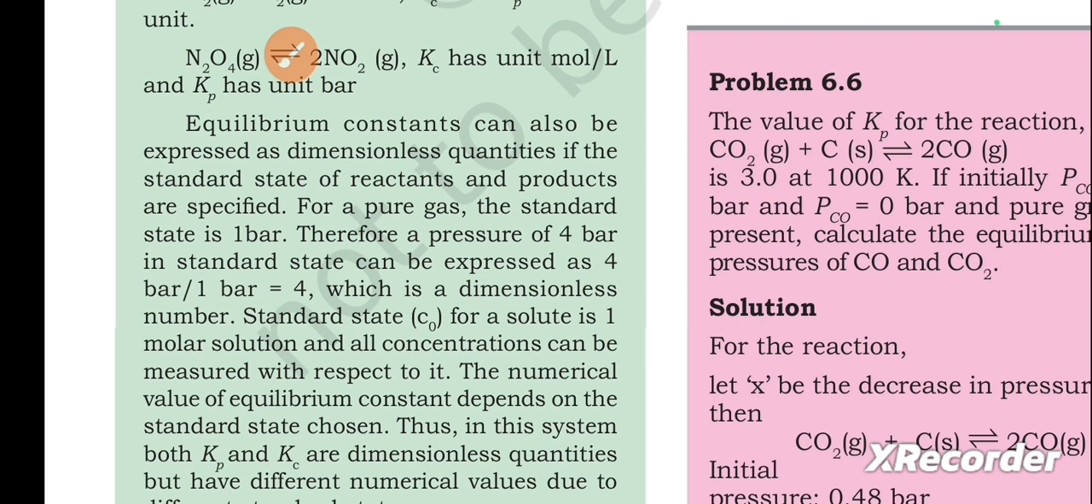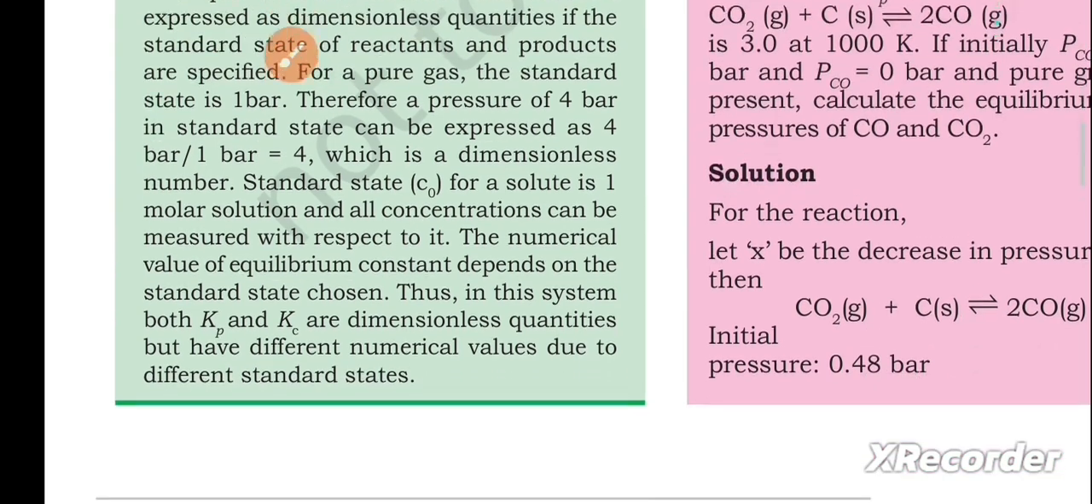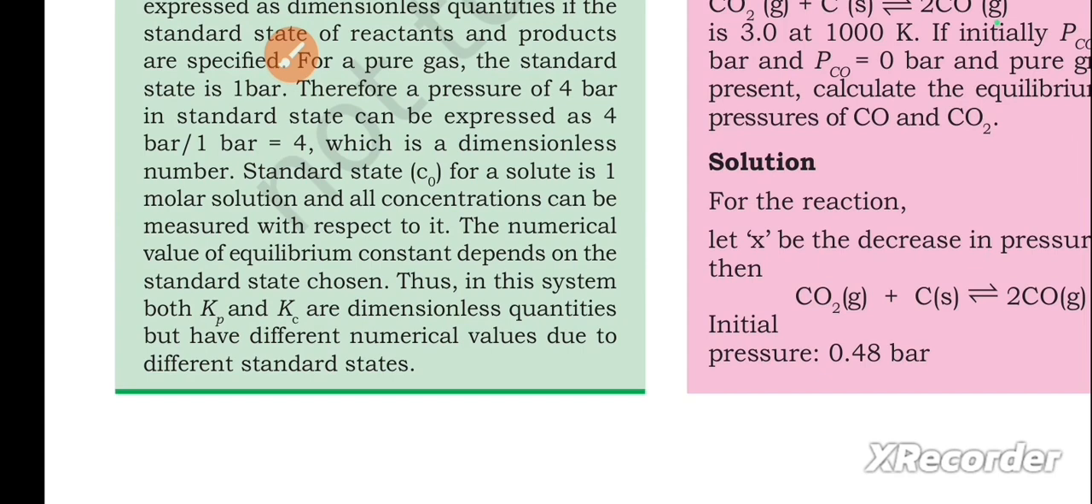The standard state c0 for a solute is 1 molar solution, and all concentrations can be measured with respect to it. The numerical value of equilibrium constant depends on the standard state chosen. Thus, in this system, both Kp and Kc are dimensionless quantities but have different numerical values due to different standard states.